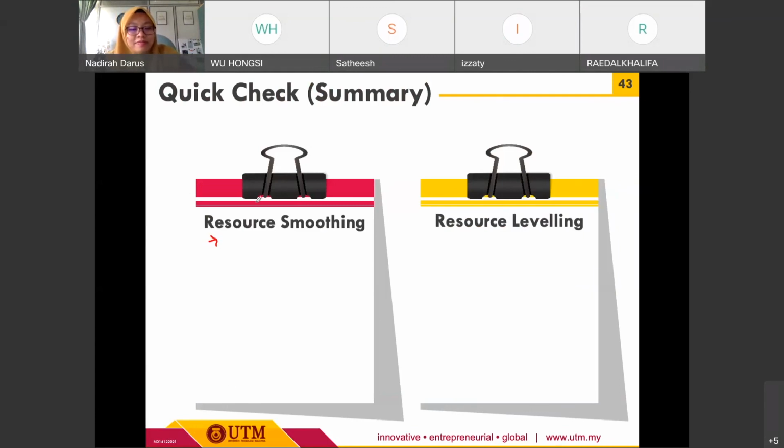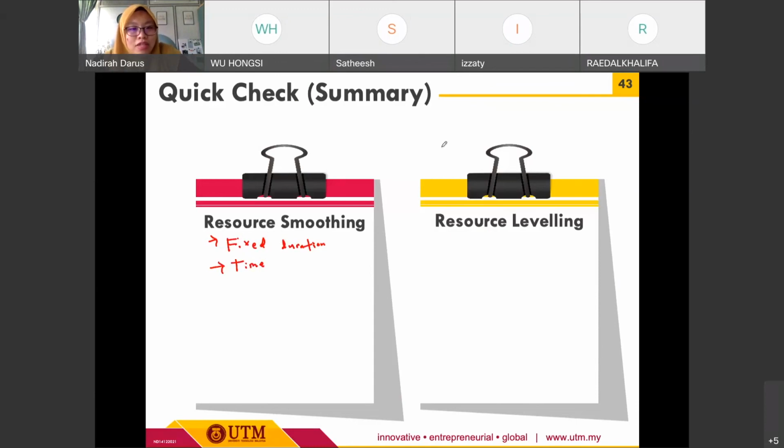Excuse me, Doctor. For me, I think resource smoothing must have a fixed duration, and during the fixed duration, the resources are unlimited. We just make the resource smooth, and the quantity of the resource is similar, unlimited. Okay, that's good.